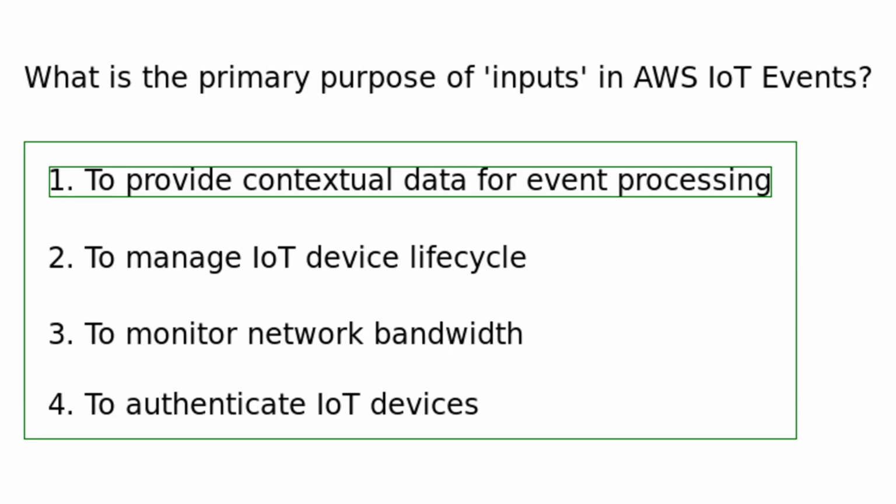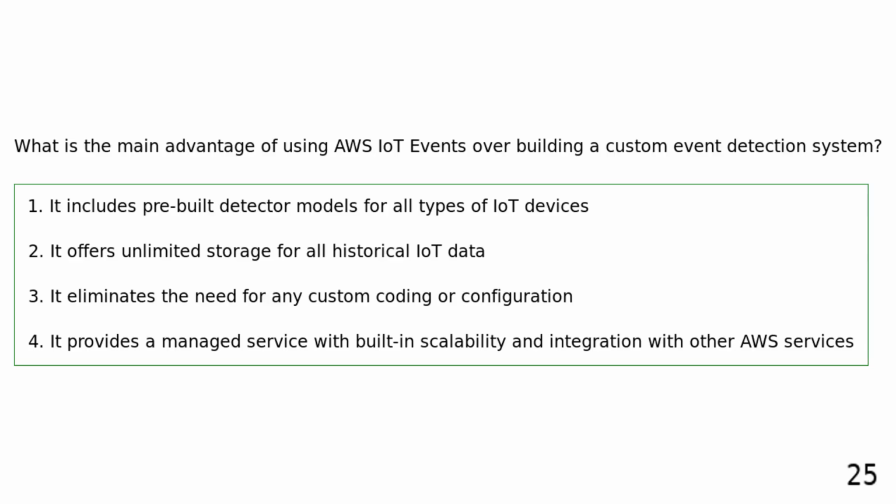appropriate actions or responses. What is the main advantage of using AWS IoT Events over building a custom event detection system? It includes pre-built detector models for all types of IoT devices. It offers unlimited storage for all historical IoT data. It eliminates the need for any custom coding or configuration. It provides a managed service with built-in scalability and integration with other AWS services.